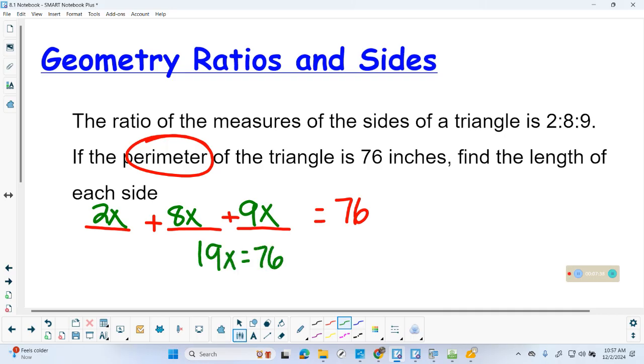And I think Michael just said the answer for us, x is 4. That was a good guess. Okay, back substitute your 4 in, but you can mental math it. What's 2 times 4? 8. Now, degrees or inches? Inches, we're finding sides. Good catch there. What's 8 times 4? 32. And my last side, 9 times 4?